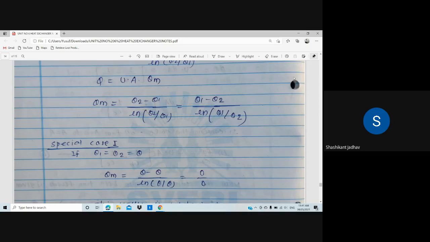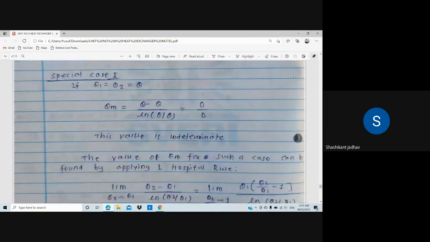किंवा आपण काय घेऊ शकतोय, थीटा 1 मायनस थीटा 2 घेऊ शकतो. तर त्याच्या जागेला तुम्ही थीटाची व्हॅल्यू पुट केली तर तुम्हाला इक्वेशन काय मिळते, 0/0 फॉर्म मध्ये मिळते म्हणजे इनडिटर्मिनेट फॉर्म. सो राईट डाऊन theta m is equal to theta minus theta divided by ln of theta upon theta is equal to 0/0 form. Okay, this value is 0/0 form म्हणजे काय असते तर इनडिटर्मिनेट फॉर्म असते. सो राईट डाऊन this value is indeterminate.